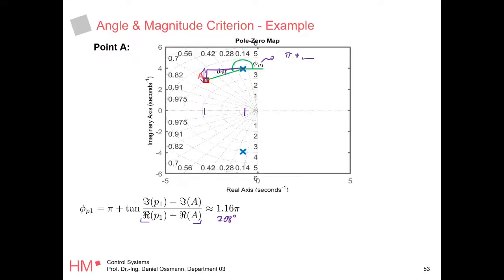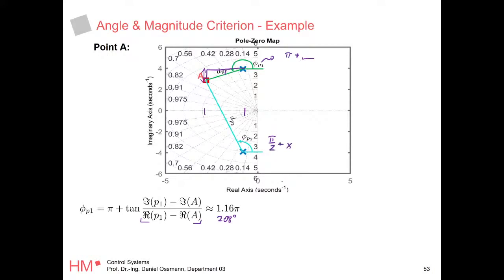That's why I changed the numbering here. This guy is less negative than this, so you need to take care of the sign. Anyway, this angle is about 208 degrees. Okay, second angle: it's roughly pi over 2, 90 degrees, plus something.